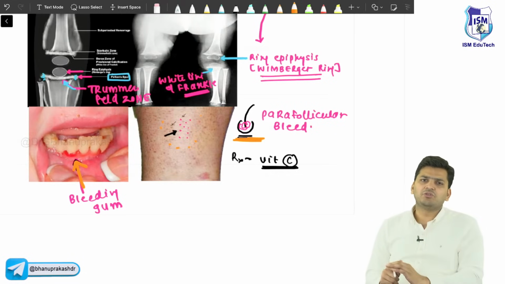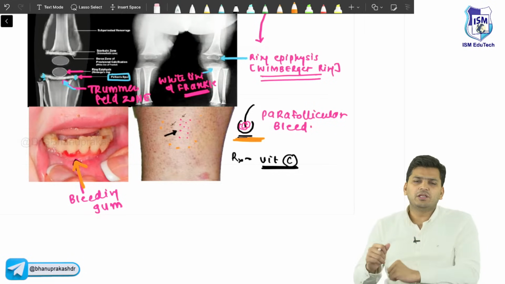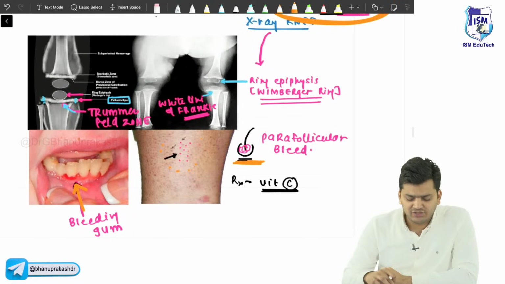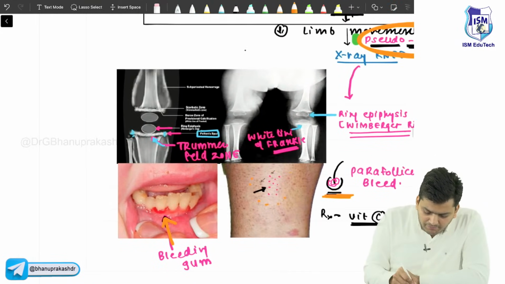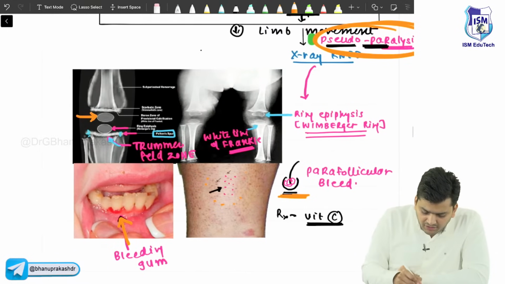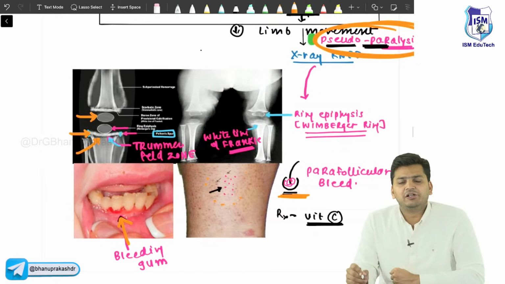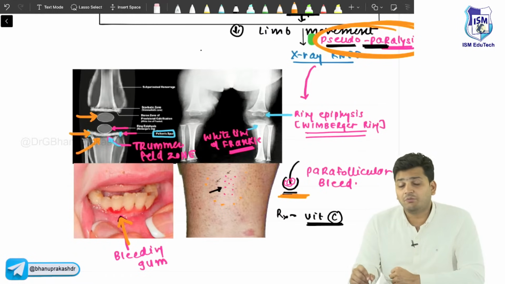Let's add an important MCQ from radiology. If you do the X-ray of this patient, what are the findings you are going to get? You are going to get the Wimberger's ring. You are going to get the white line of Frankel. And just below that, the black colored zone is the Sommerfeld zone. These are the important questions from scurvy.